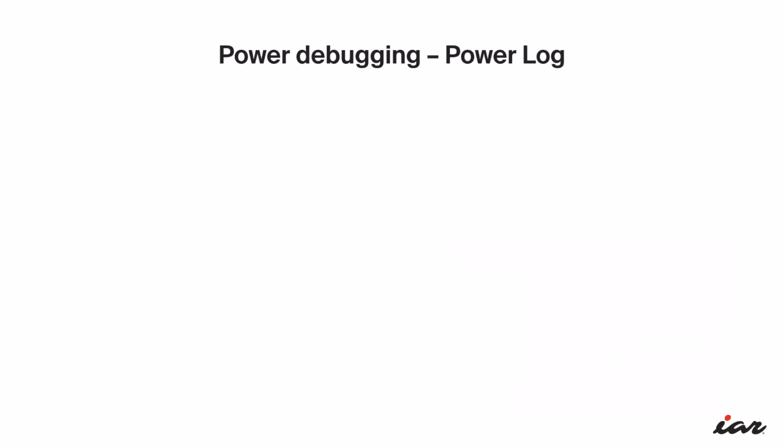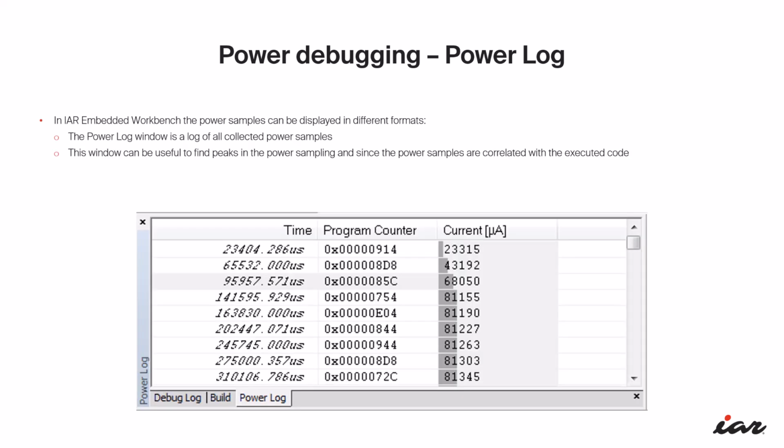The first one that I want to discuss is power debugging, the power log. Power debugging is based on the ability to show this information. Here is an example where we use a power log window that can log all the collected power samples. This can be very useful to find peaks in the power sampling and correlate them with the executed code. From the power log, you can get to the corresponding code.